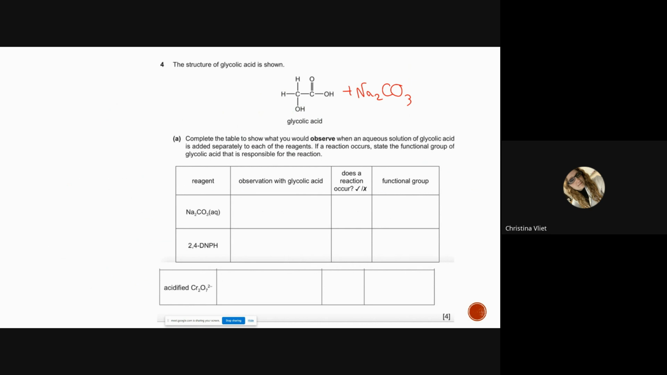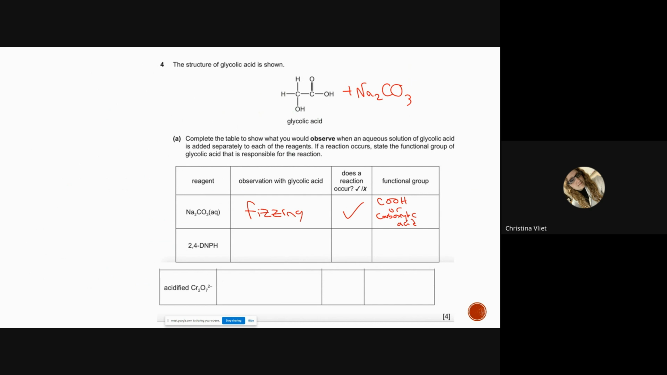The question is saying, does a reaction happen? Well, obviously, if there's fizzing, the answer is yes. What is the functional group identified? Carboxylic acid. They accept either COOH or the words. I'm just saying the different ways you can answer that are both correct. Good with that one so far?